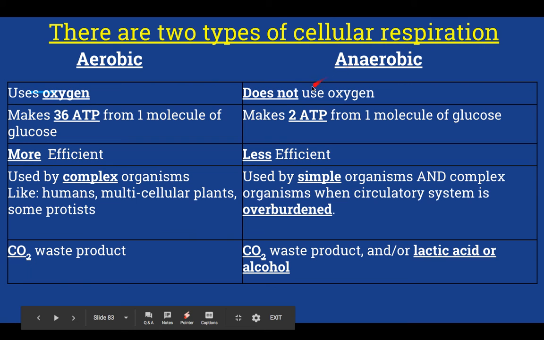Anaerobic, however, does not use oxygen. This is when cells are starved of oxygen, or there are some organisms that just use this method of respiration regardless. You only make 2 ATP, which is not a lot, so it's considered to be much less efficient. And these are the kind of guys that use it. Waste products can also include lactic acid or alcohol.